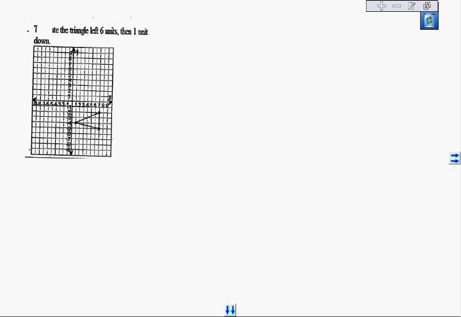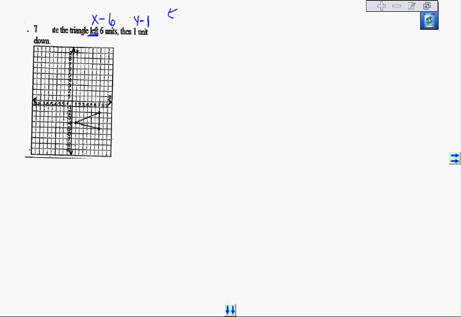So when you translate left, you're traveling along the x-axis. Left and right is x. When you go left, you're subtracting 6 units. 1 unit down. Down is the y. You subtract because you're going down 1.